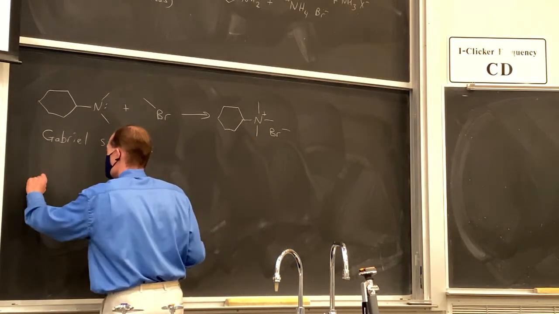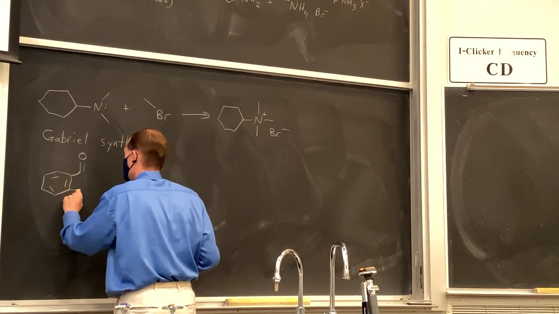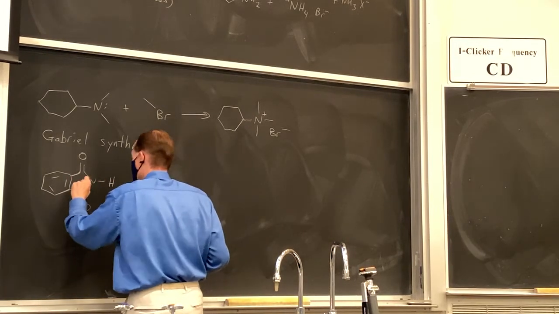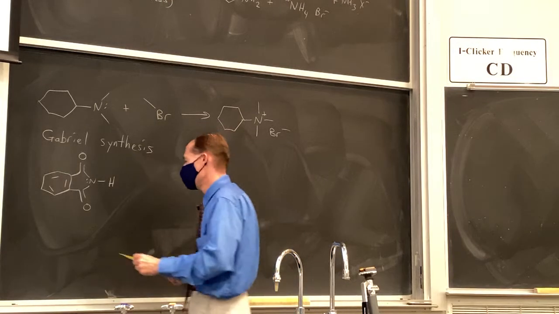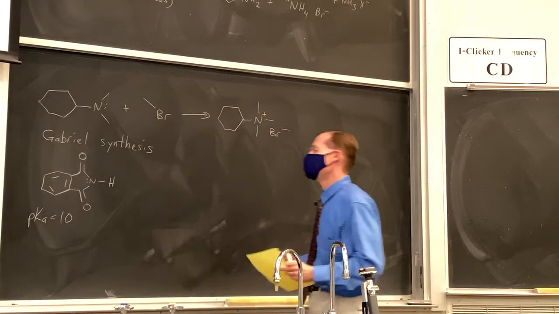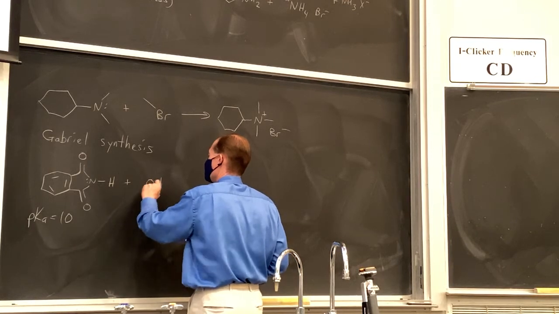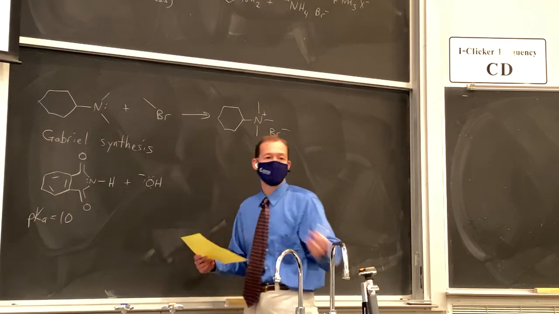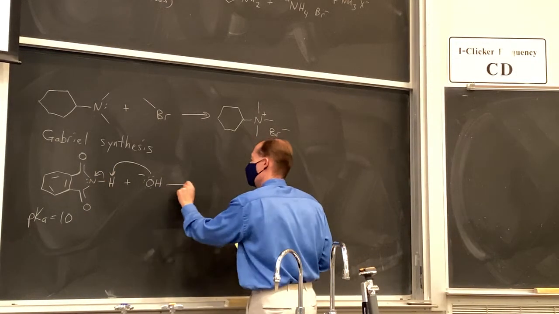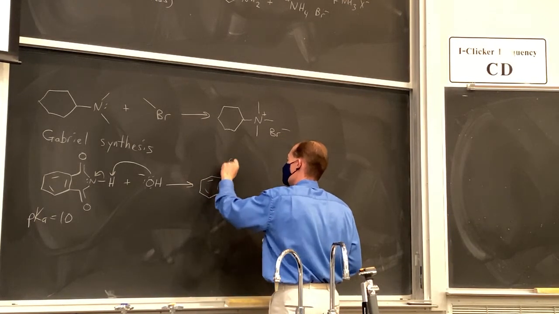So the Gabriel synthesis uses a molecule called phthalimide. Phthalimide is as difficult to spell as it is to say. It's spelled P-H-T-H-A-L-I-M-I-D-E. Phthalimide is relatively acidic. It has a pKa of 10, which means that we can treat phthalimide with hydroxide, usually coming from potassium hydroxide or other hydroxide bases. And that's going to irreversibly deprotonate phthalimide to generate its conjugate base.